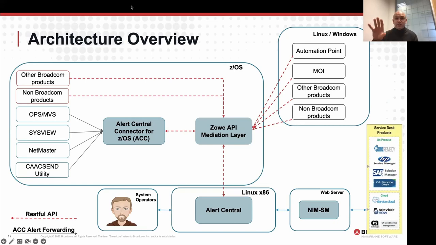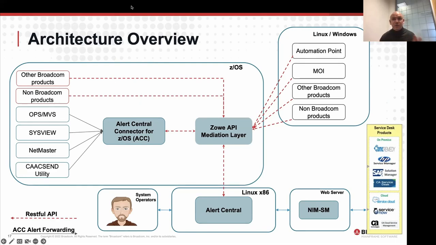And to the right, there is NIMSM, which is another Broadcom component, and it's an integration proxy that allows us to interface with multiple service desk products, like, for example, ServiceNow. Moving up from there, the Zoe API mediation layer. It's a key component of Alert Central, and it's an ever-growing number of integrations across the Broadcom portfolio, and integrations with other products also.